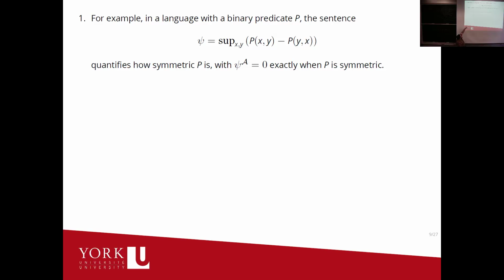Suppose I have a binary predicate, P. Consider the formula supremum over x and y of P(x,y) minus P(y,x). Well, that's telling you how symmetric P is. If the formula is 0, P is symmetric. Assuming P has range from 0 to something positive, P doesn't output negative values, because otherwise weird things can happen. And it's 0 exactly when P is symmetric.